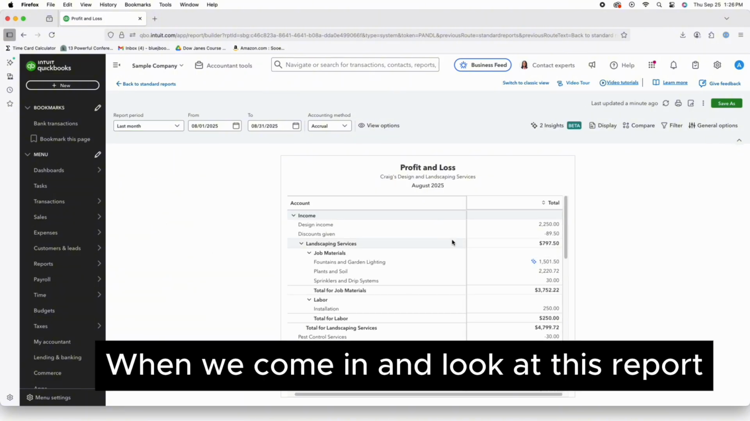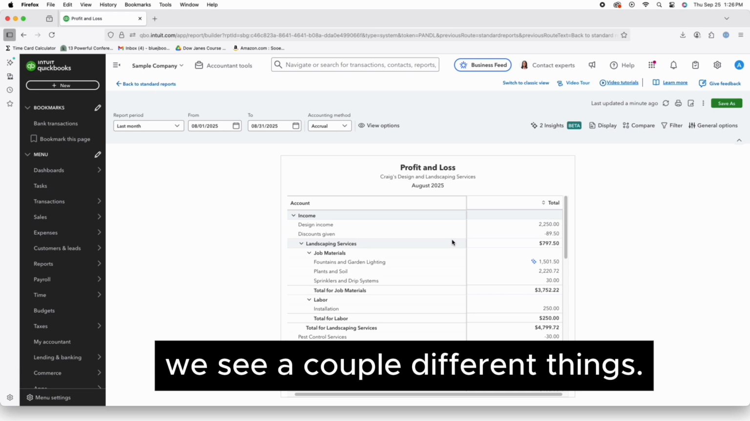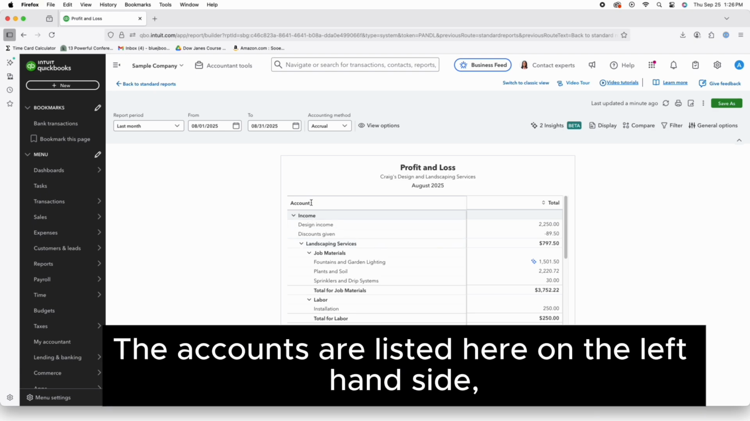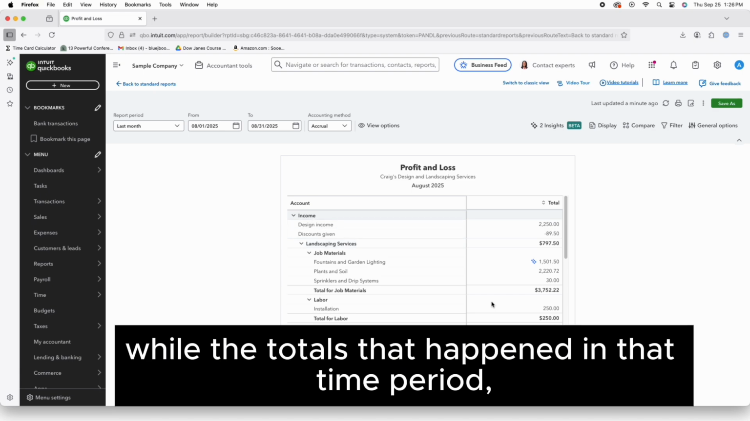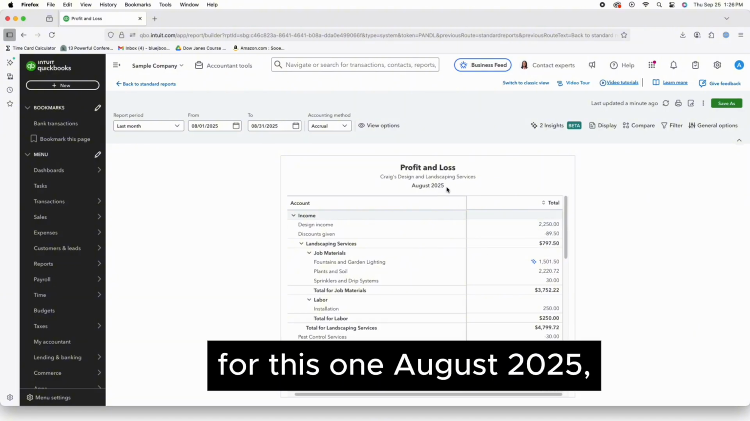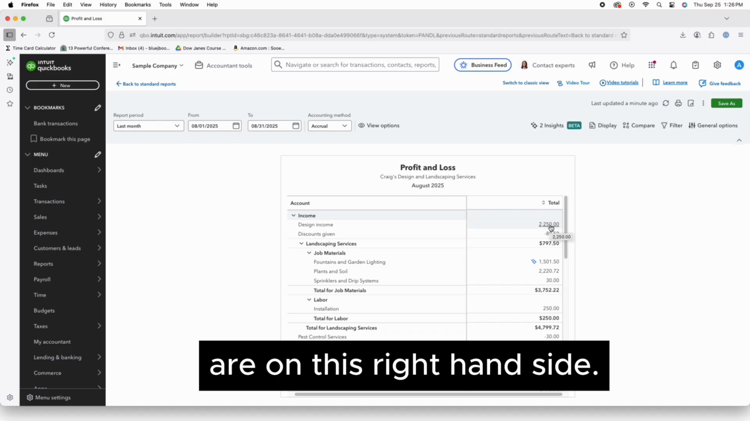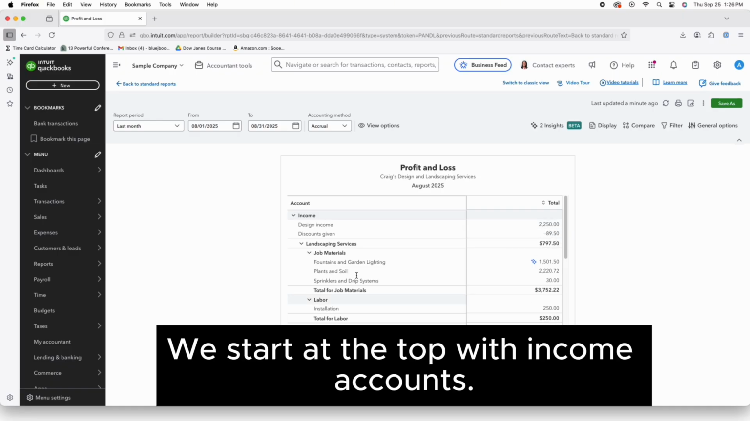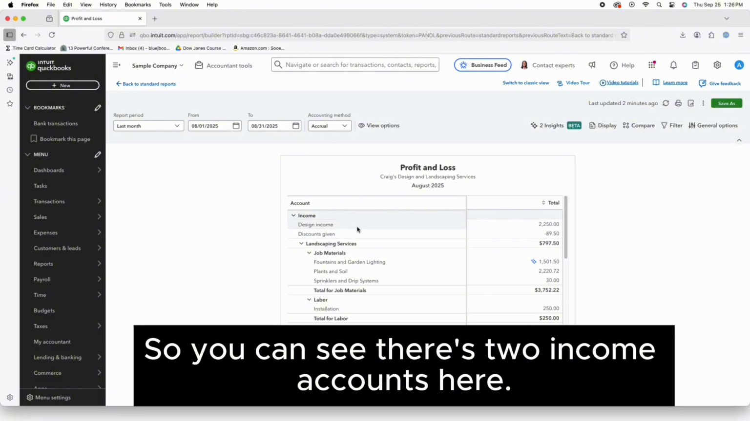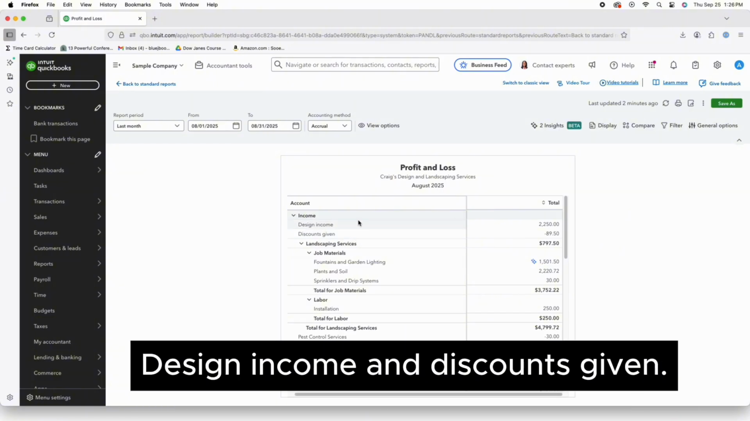When we come in and look at this report, we see a couple different things. The accounts are listed here on the left-hand side, while the totals that happened in that time period for this one, August 2025, are on this right-hand side. We start at the top with income accounts. So you can see there's two income accounts here, design income and discounts given.